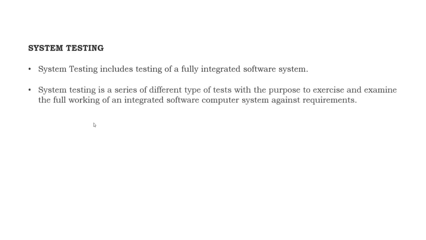Coming to system testing, which is the third level of software testing. System testing includes testing of a fully integrated software. System testing is a series of different types of tests with the purpose to exercise and examine the full working of an integrated software computer system against requirements. So system testing is nothing but what we can call end-to-end testing.